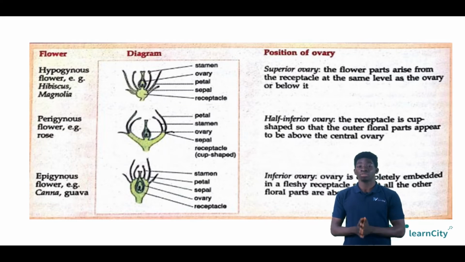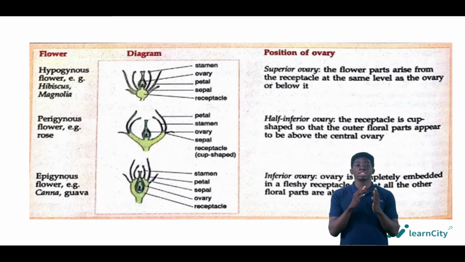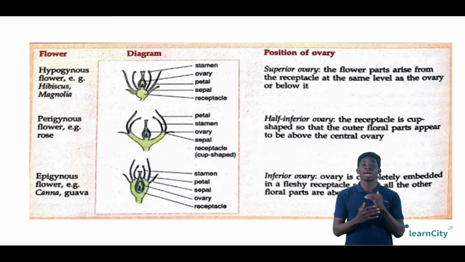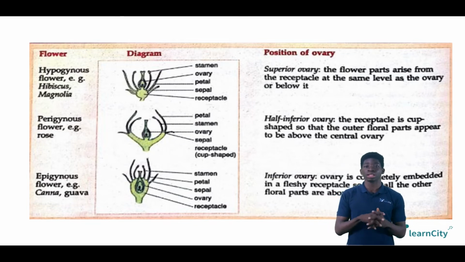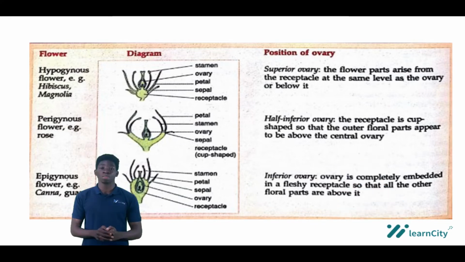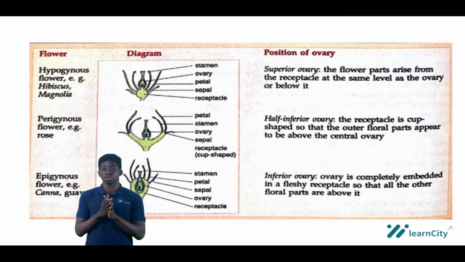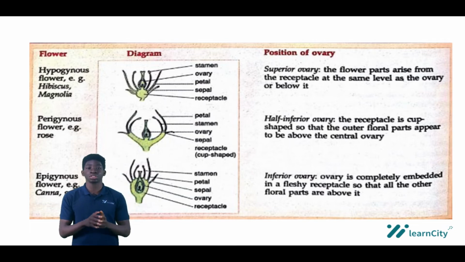Then the third type of flower we have based on the position of the ovary is the epigynous flower. Examples of epigynous flowers are canna and guava. So the flowers of those plants are epigynous. The position of the ovary of epigynous flowers is the inferior ovary. In the inferior ovary, the ovary is completely embedded in a fleshy receptacle so that all the other floral parts are above it. So that is the type of ovary we have in the epigynous flower.